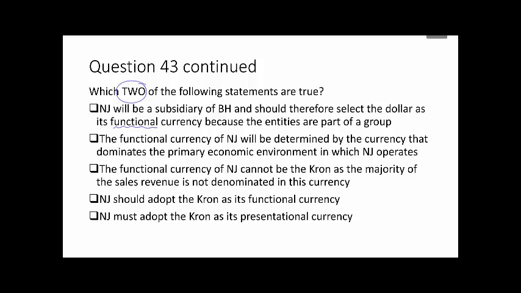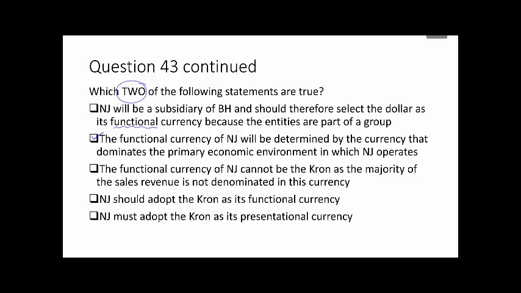The second is that the functional currency of NJ will be determined by the currency that dominates the primary economic environment in which it operates. This one is true. In this case, it's not so much about the sales, but more about the fact that all of the costs of NJ will be in the krone, and therefore on a day-to-day basis, from a practical point of view, its functional currency should be the krone.